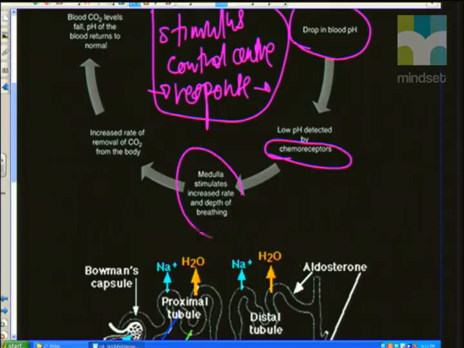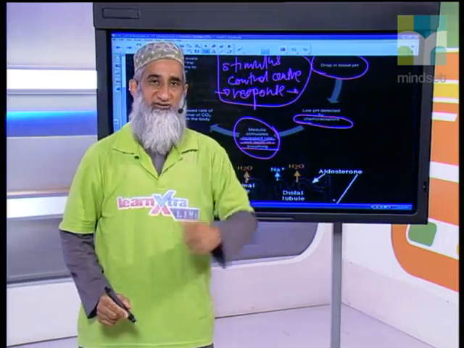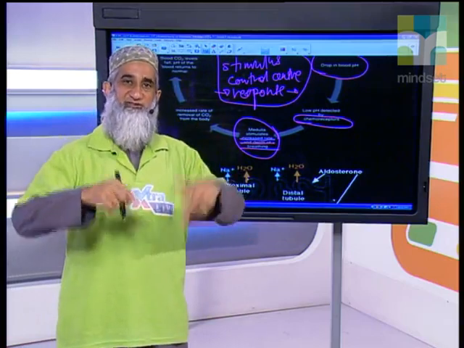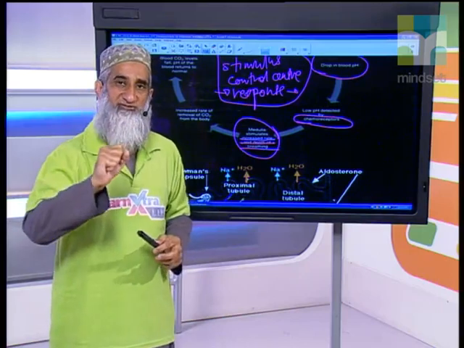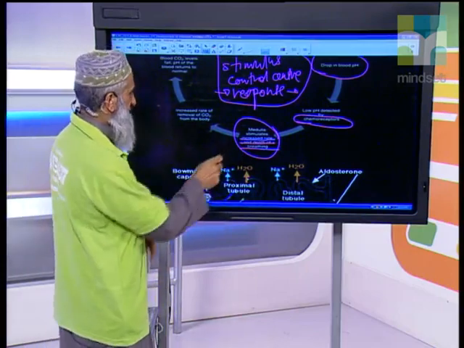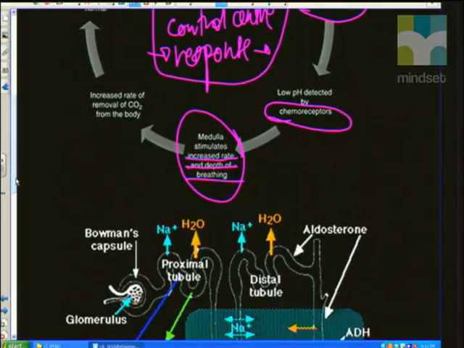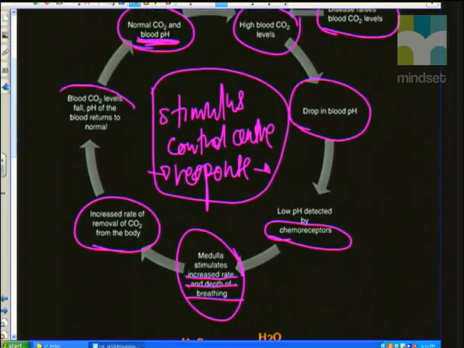So the medulla then is your control center. This is where it's fed to. And what does it do? It stimulates the increased rate and depth of breathing. And it can also stimulate a faster heartbeat. So what's happening? You're breathing in faster, so you're getting in new oxygen and you're getting rid of carbon dioxide. And if your heart is pumping faster, your circulation is improved, so oxygen gets to the cells faster and carbon dioxide is removed. And in this way, there's an increased removal of carbon dioxide from the body, and the blood carbon dioxide levels come back to normal.